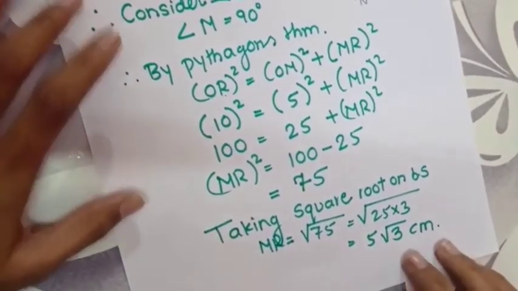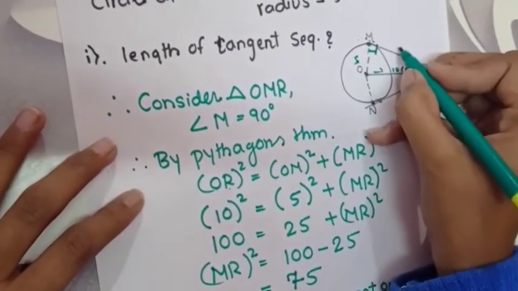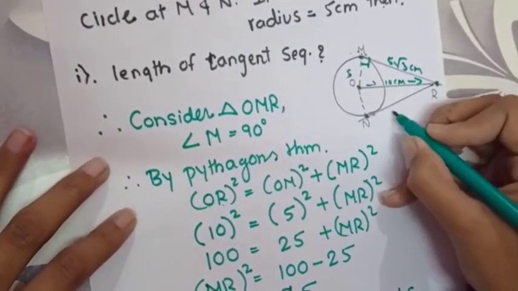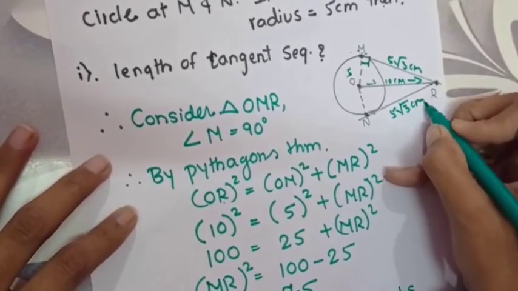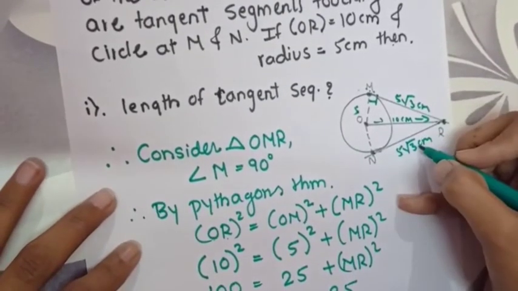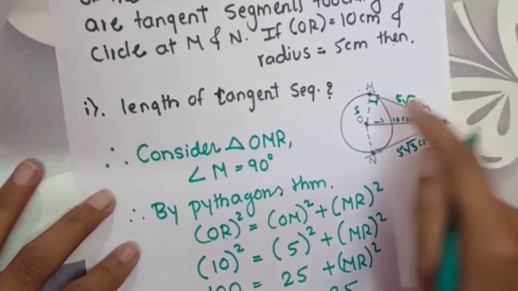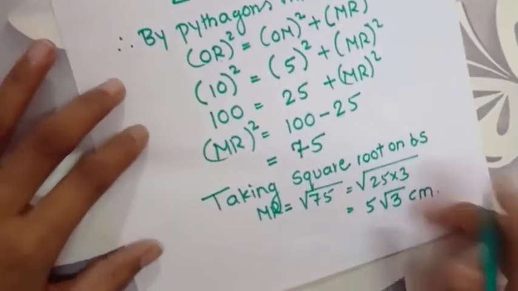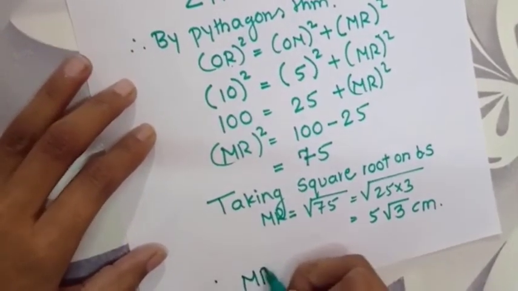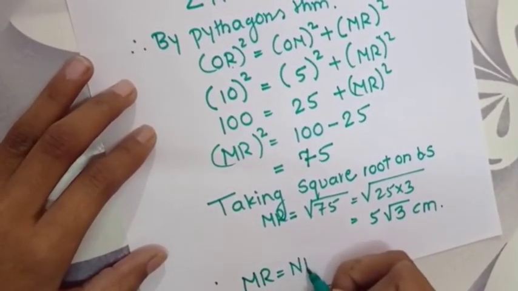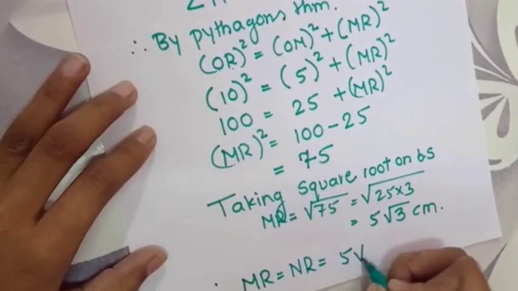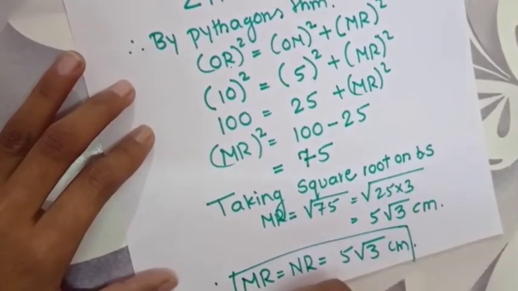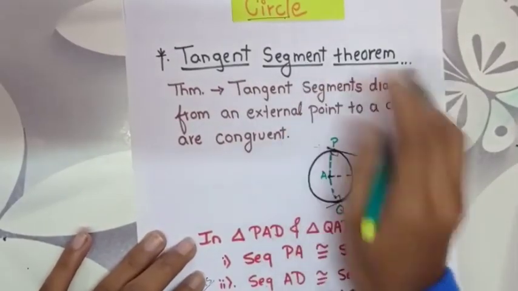Therefore MR is 5 root 3 centimeter, then NR is also 5 root 3 centimeter, because we know by the tangent segment theorem that these two segments will be congruent. Therefore MR is equal to NR, which is equal to 5 root 3 centimeter. In this way we have to apply the tangent segment theorem.